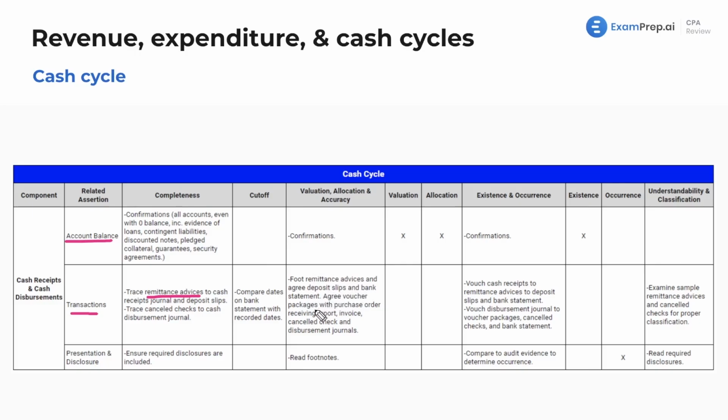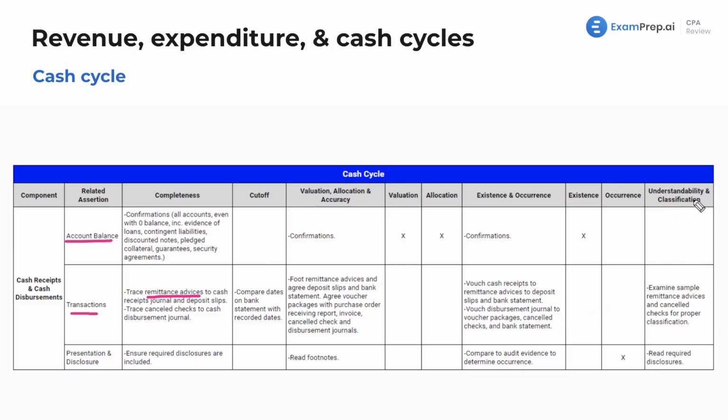We can agree the voucher package with the purchase order, receiving report, invoice, canceled check, and disbursement journals. Again, it's kind of similar to the AP process. Any pieces of documentation that should have the same number, you're going to compare them. For existence and occurrence, we are going to vouch the cash receipts to remittance advices, to deposit slips and the bank statement. We are also going to vouch the disbursement journal to the voucher packages, canceled checks, and the bank statement. All of these should equal up and add up to each other.